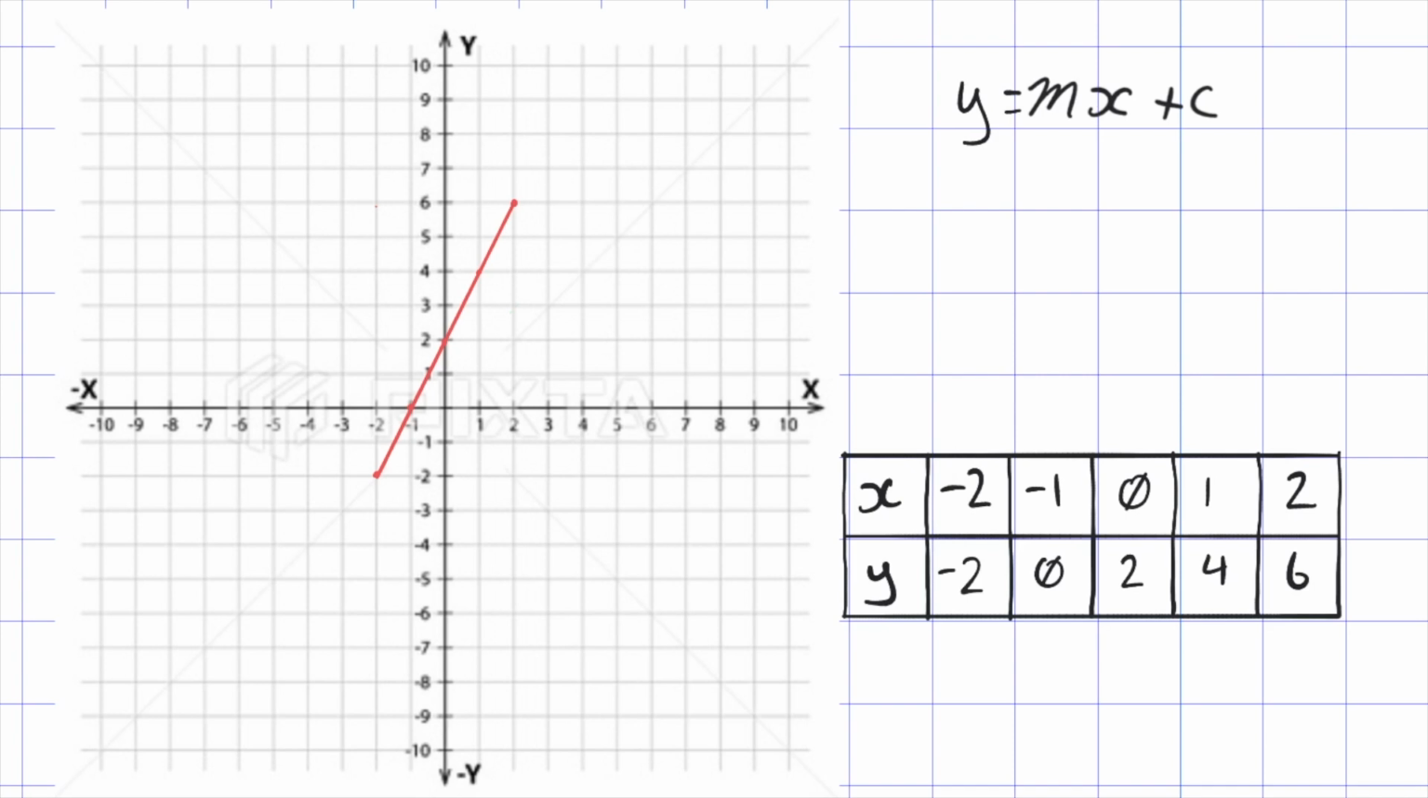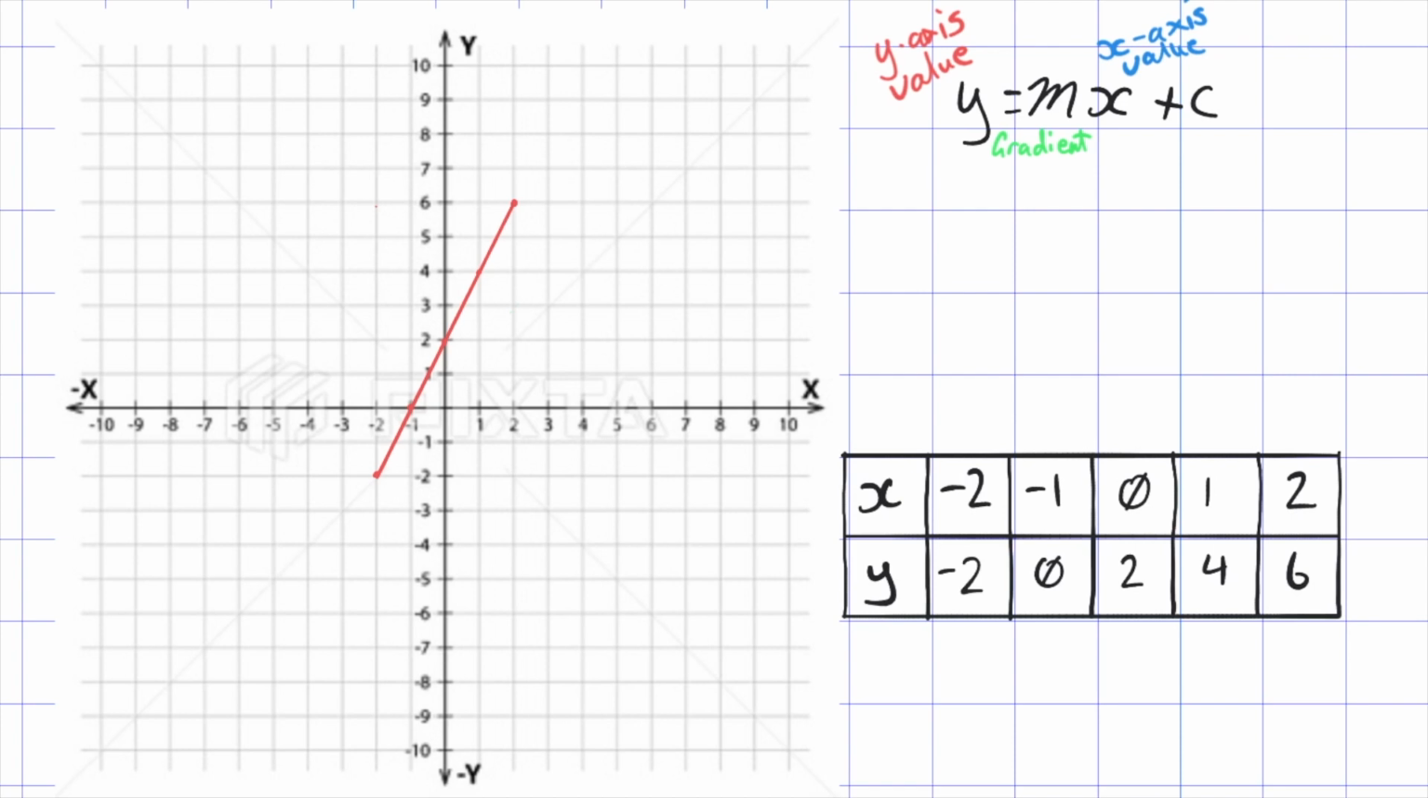Now this formula has 4 parts to it. This one here is the y-axis value, and this is represented by what is on the bottom row. This one here is the x-axis value. And that's represented by the numbers on the top row. This one here is our gradient. And you'd recognize that letter from previous lessons.